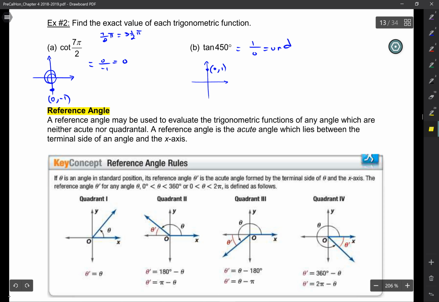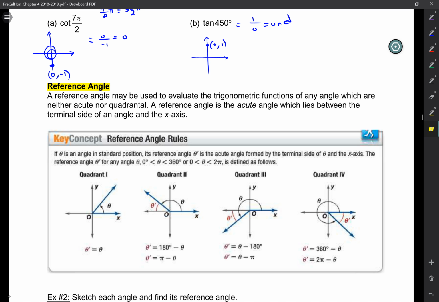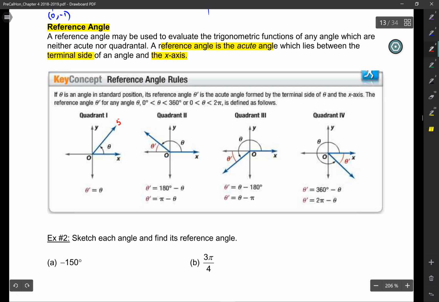Okay, reference angle. A reference angle is used to evaluate trig functions of any angle. How do we find the reference angle? It is the acute angle which lies between the terminal side and the x-axis, but it's got to be the nearest x-axis. So take a look here. Suppose you have an angle of, say, 50 degrees. The terminal side and the nearest x-axis, that's your reference angle.